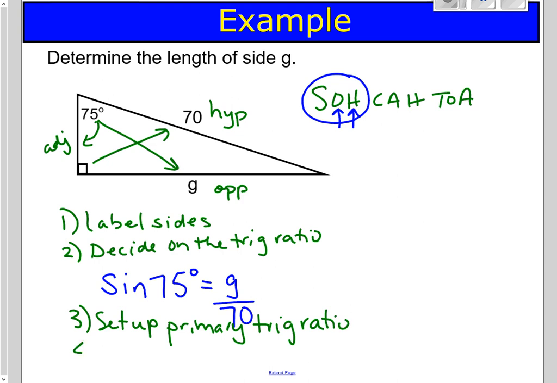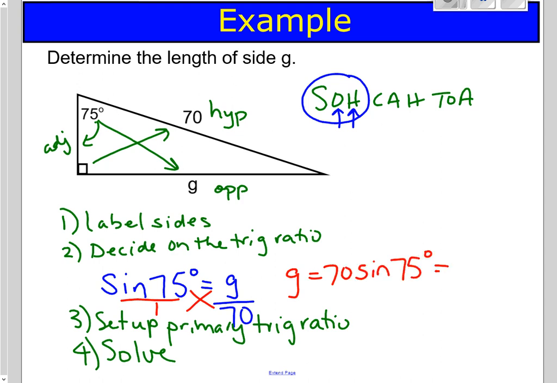And then last step, of course, is to solve. So let's go ahead and solve this. We're going to solve it through cross multiplication. Okay, cross multiplication, I'm going to get G is equal to 70 times sine of 75. So in my calculator, I'm going to go 70 sine 75 and hit equals.